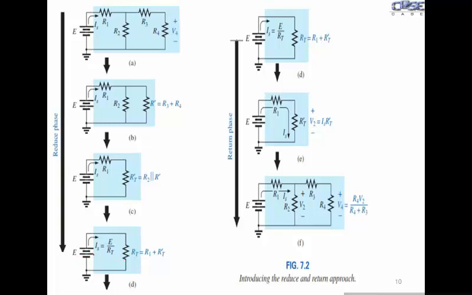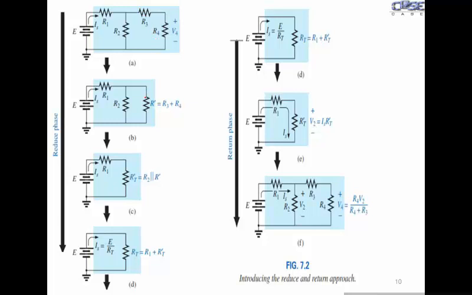When you arrive at this point, you can find the value of the source current by using this simple equation: IS equals E divided by RT, where RT is the equivalent resistance of this whole shaded region. How is this resistance computed? First of all, you can combine these two resistors which are in series, and call it R dash. So R dash would be equal to R3 plus R4.